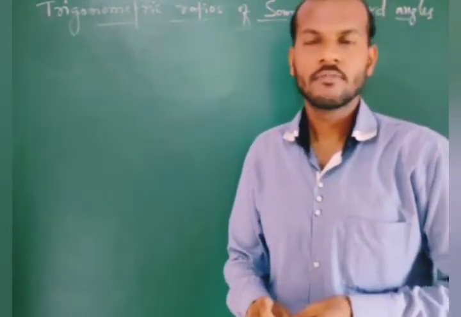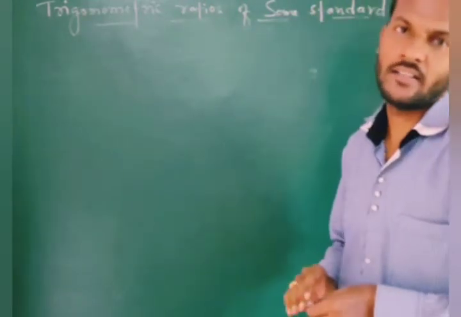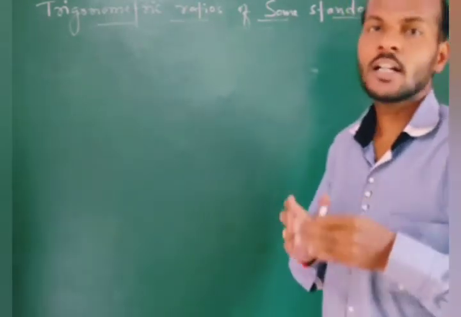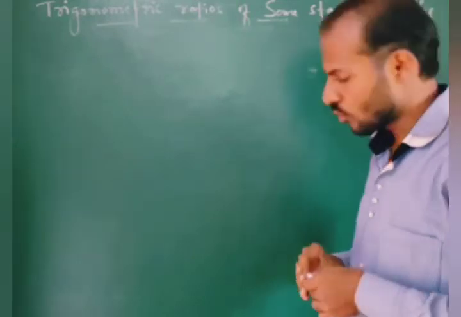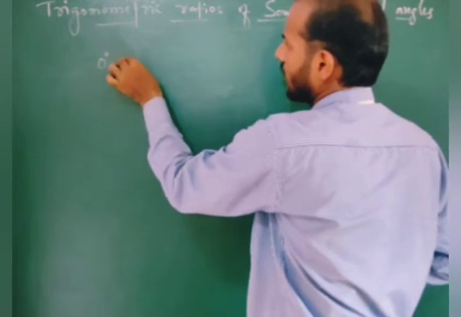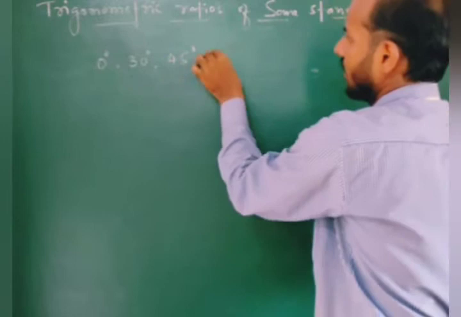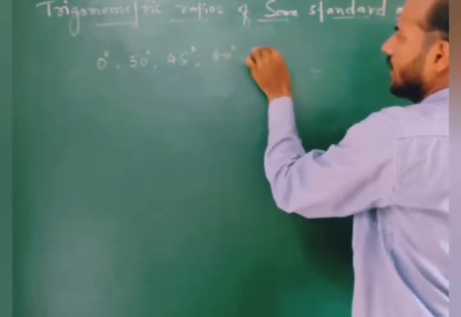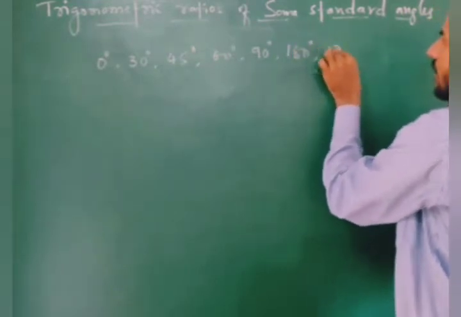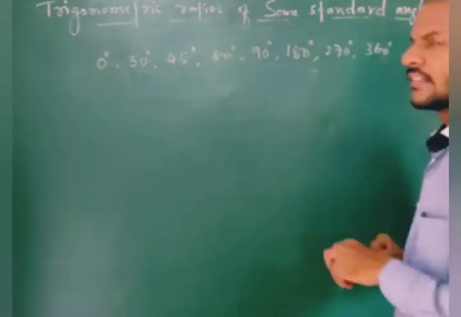In today's lecture, we are going to study trigonometric ratios of some standard angles. Then, what are the standard angles? Already we know the standard angles are nothing but 0 degree, 30 degree, 45 degree, 60 degree, 90 degree, 180 degree, 270 degree, and finally 360 degree.